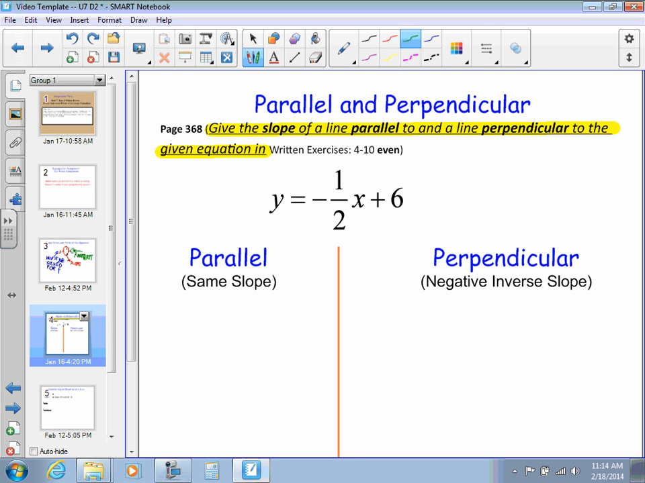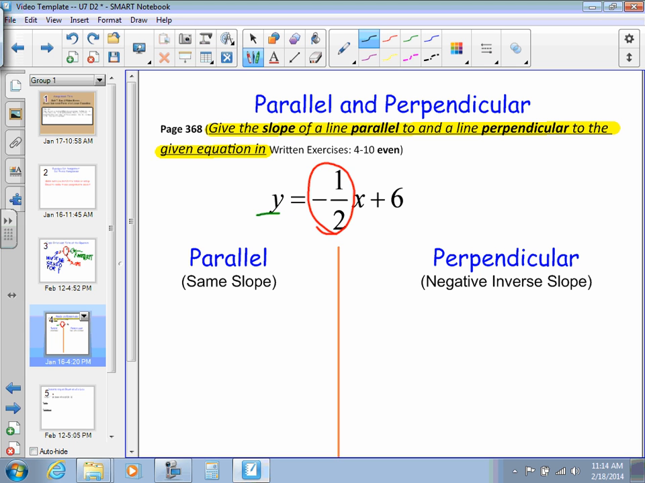Parallel and perpendicular. Something very important about this assignment. You're not following the directions in the book for this particular assignment. As indicated on the assignment sheet, you are to give the slope of the line parallel to and the line perpendicular to the given equation. So let's take a look at this. Again, the slope of my line is located right here if the equation's in slope-intercept form. And this one's solved for y, so we're set.